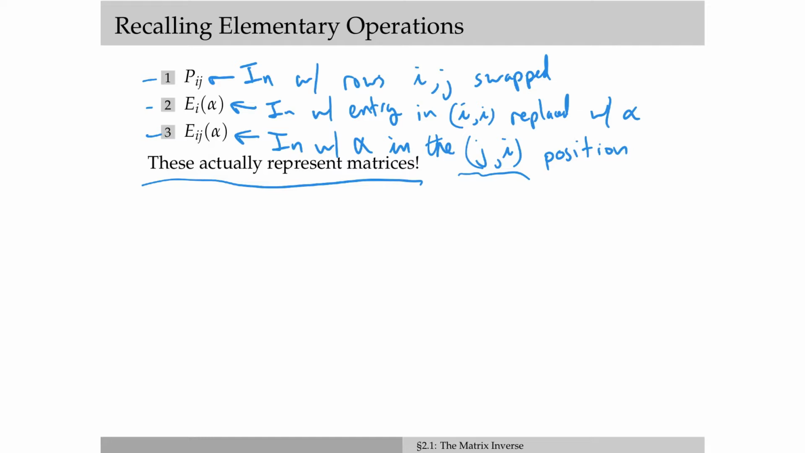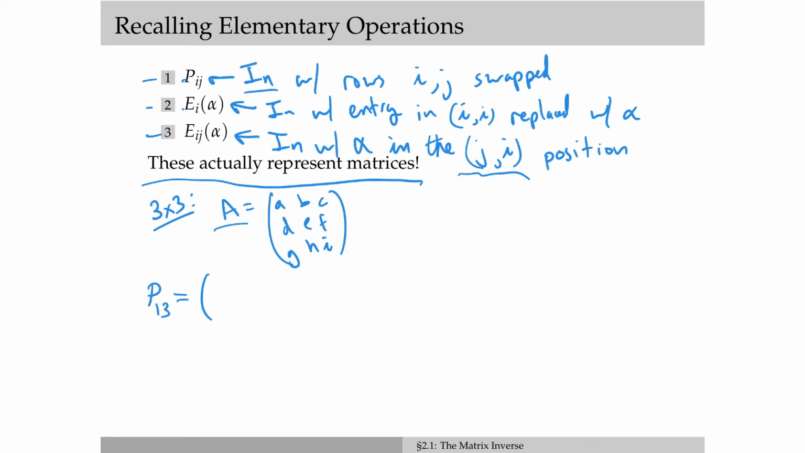All right, let's see here. Let's say we're dealing with 3 by 3 matrices for the sake of argument. And I'm going to call capital A, B, C, D, E, F, G, H, I. So I'm going to act on A with all 3 of these, one by one. So P13, well, what's that going to be? Well, that's the identity matrix. So it's a 3 by 3 identity matrix with the first and third rows swapped. So that's 0, 0, 1, 0, 1, 0, 1, 0, 0. I swapped rows 1 and 3.